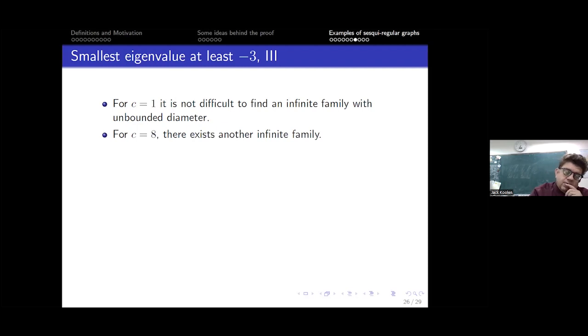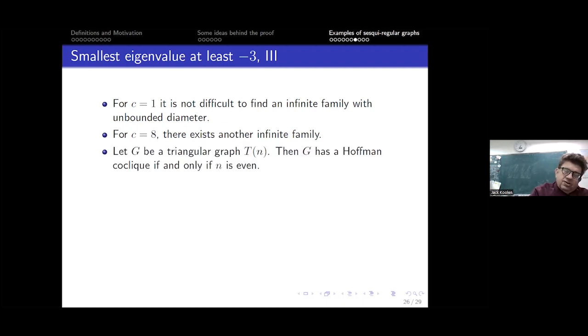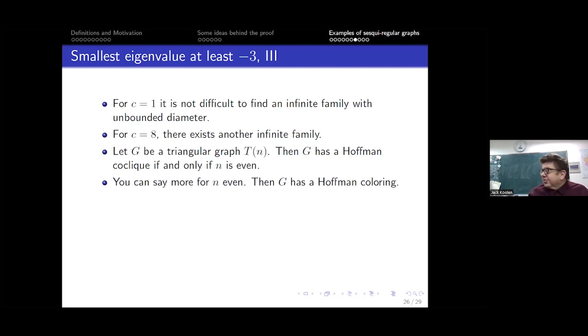Okay. But for C is 8, there exists another infinite family. And I somehow already mentioned it. So you take the triangular graph Tn, or the line graph of the complete graph on n vertices. Then G has a Hofmann co-clique if and only if n is even. But you can say more for n even. For n even, it always has a Hofmann coloring. That's something we know from competition. Yes, there's a Hofmann coloring in the triangular graph.